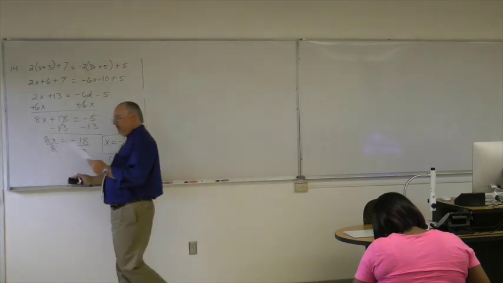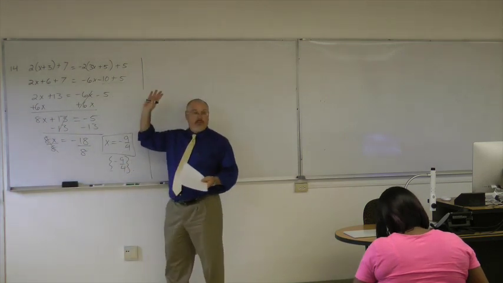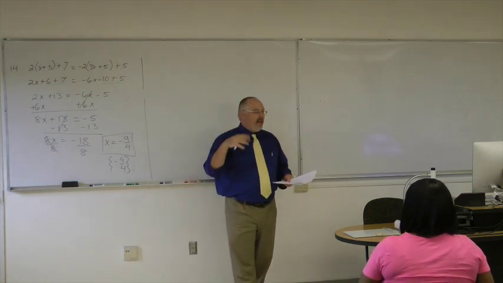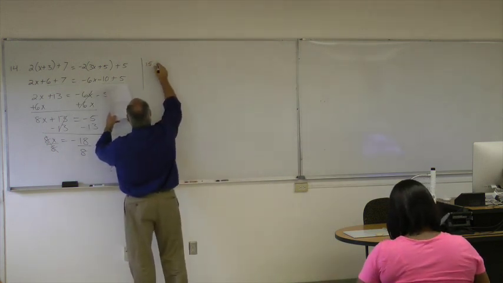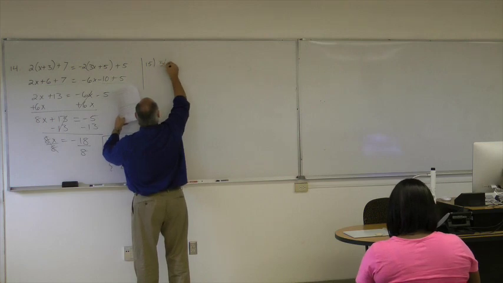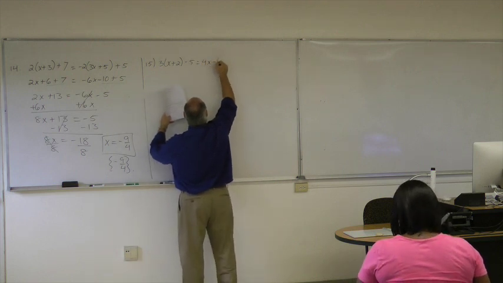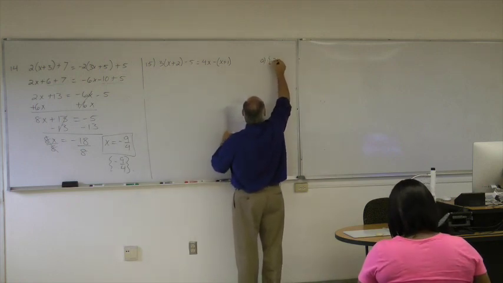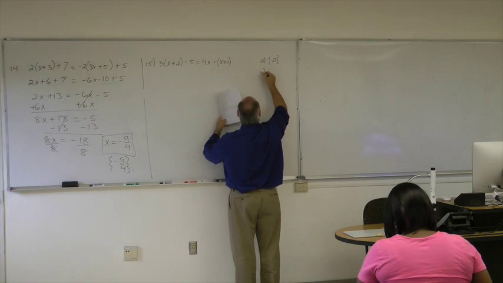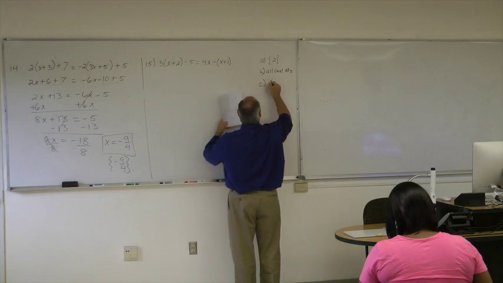Sometimes, first of all, back to this problem, you can always plug it in and check it, make sure it's right. But you want to look at the answers before you start doing all your work. I'm going to write down number 15, and then I'm going to write down the answer choices so everyone can see them. 3 times x plus 2 minus 5 equals 4x minus x plus 1. And the answers are A, 2, B, all real numbers, C is the empty set, and D is a solution of negative 1.